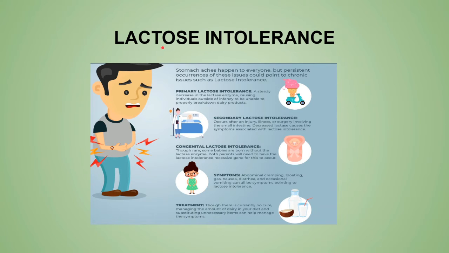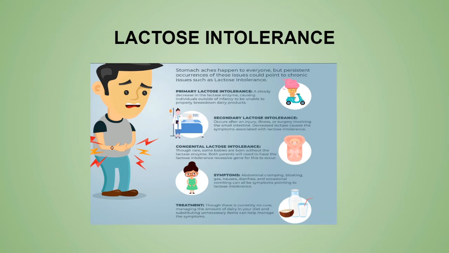Now a very important clinical aspect of this is lactose intolerance. You might have heard about this. I told you before that the intestinal brush border cells, meaning the enterocytes, have the lactase enzyme which will digest the disaccharide lactose, right? But in some human beings, this particular enzyme lactase is not present in the intestinal brush border cells or enterocytes. So the lactose accumulates in the GIT and causes various problems like abdominal cramping, bloating, gas, nausea, diarrhea, and occasional vomiting.